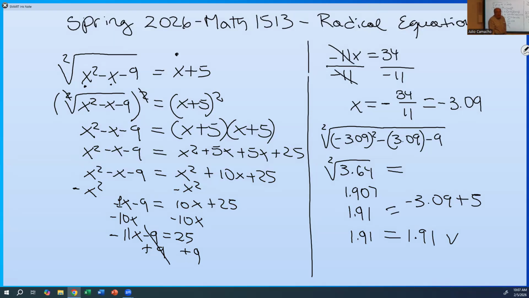See, while you keep your signs together, you're okay. Because you see, I put negative 3.09 squared minus 3.09 minus 9. I get all this number and I get 3.64. And then I take the square root and round it to 3 digits. Then I add the second part, negative 3.09 plus 5, and I get the same number.